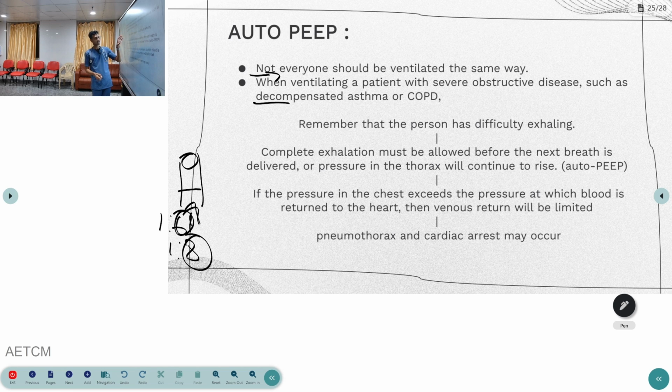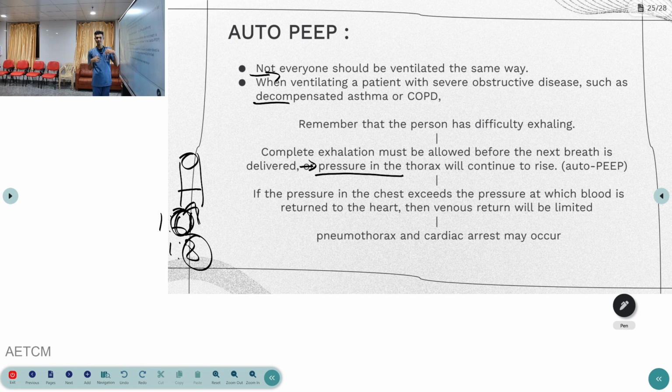So complete exhalation must be allowed before the next breath is delivered. If the person takes 6 seconds, we have to allow the full 6 seconds, and only then give the next inspiration, the next push. If you are not following that, ultimately the pressure inside the thorax will continue to rise. That is called auto PEEP.